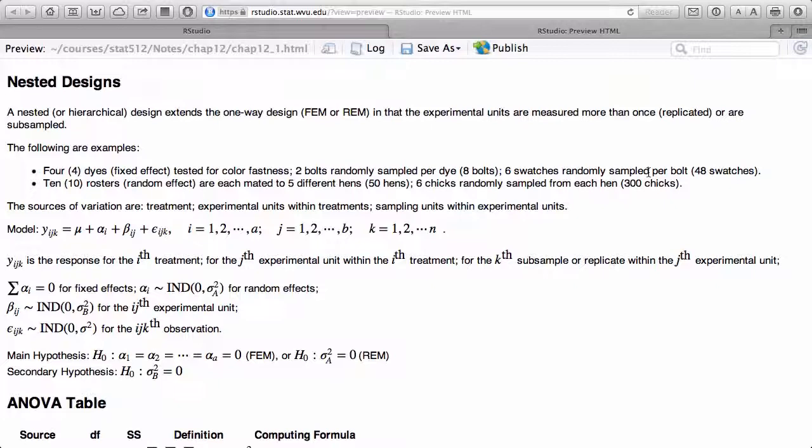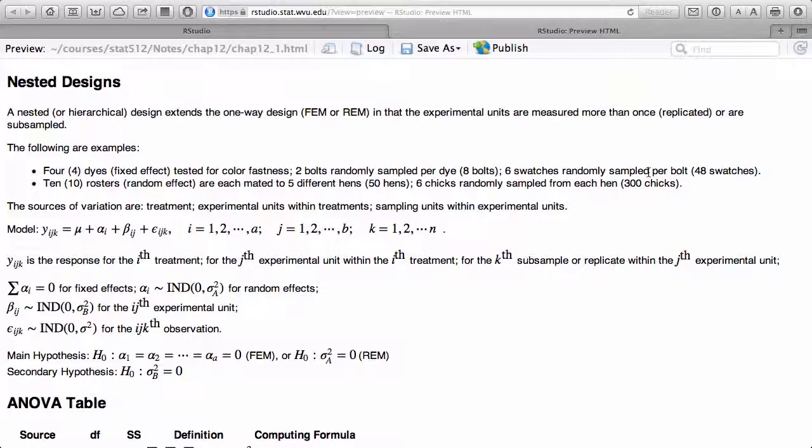You get the same F-test. So the alpha sub i's, if they're random, we're going to say they're independently normal with mean 0 and variance sigma squared sub A. And then the beta sub ij, we'll assume they're independently normal with mean 0 and variance sigma squared sub B. We're also going to assume that if the alphas are random, the betas and alphas are independent of each other. In other words, the effect due to subsampling of the experimental unit effect is independent of the treatment effect.